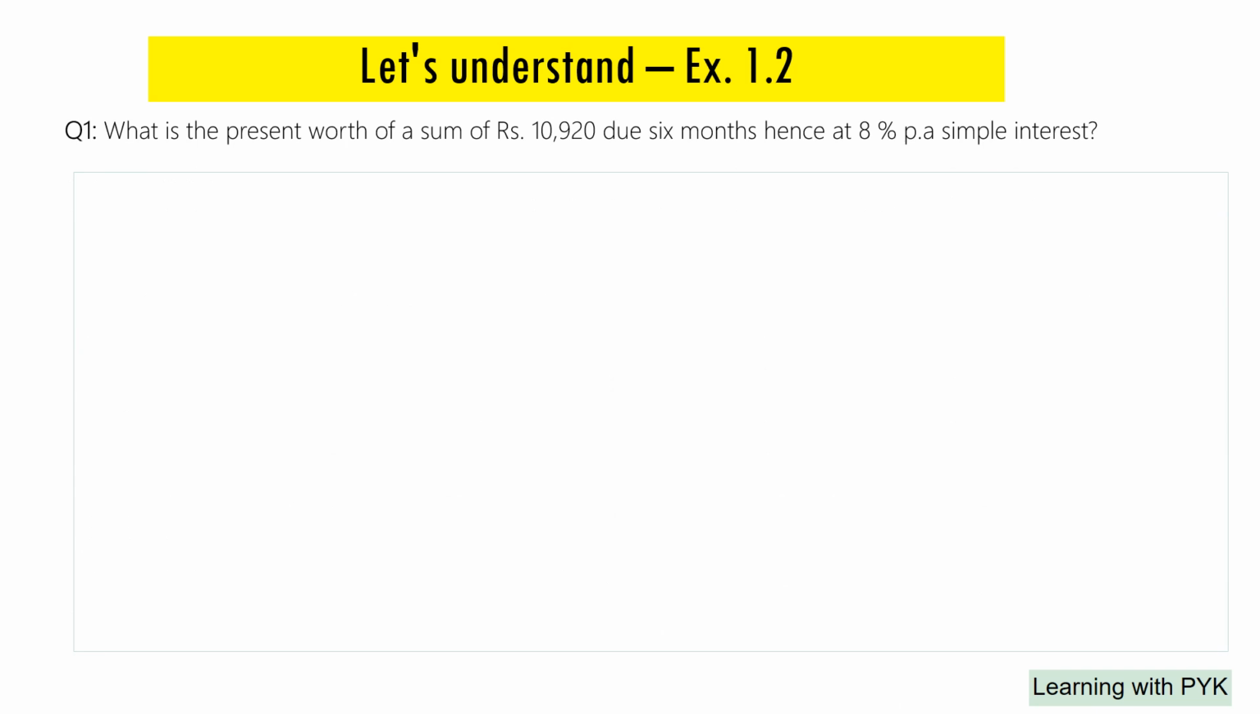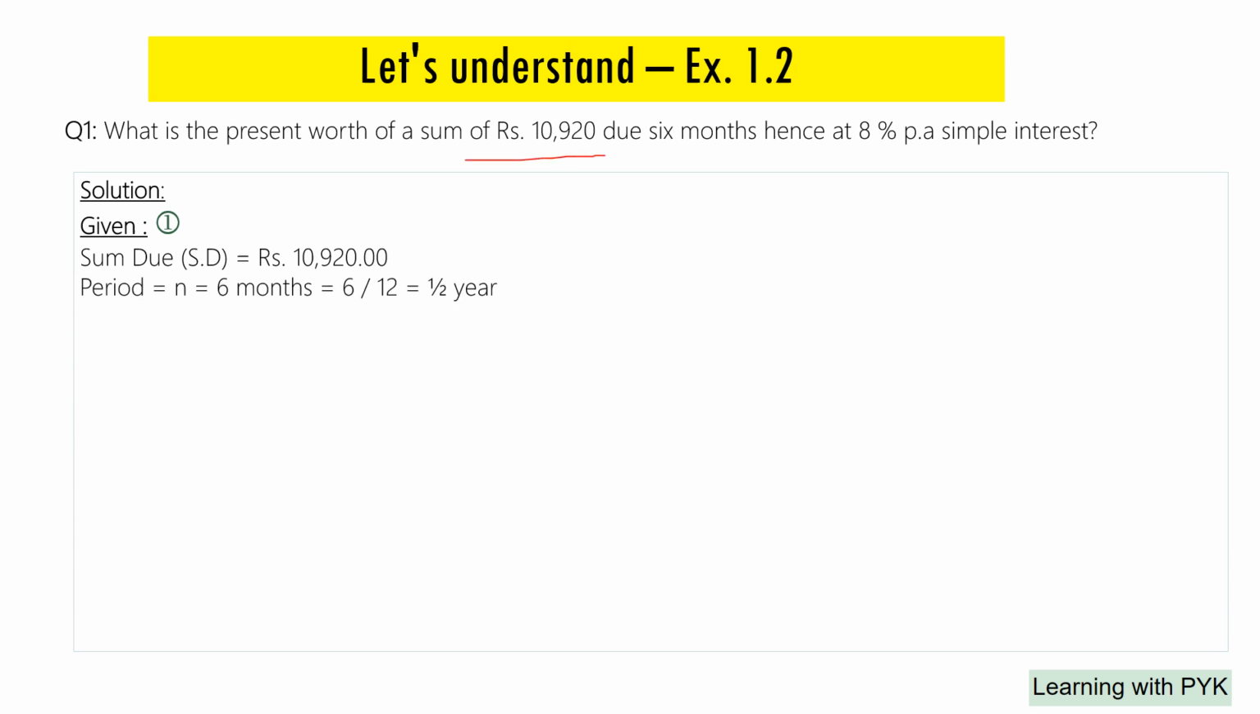Let's understand this with an example. This is example 1 of exercise 1.2. What is the present worth of a sum of rupees 10,920 which is due 6 months hence at 8% per annum simple interest? So we need to find the present worth. Let's divide the solution in 4 parts. Sum due is 10,920, that is given. We have also been given the period, that is 6 months. We calculate the period on a yearly basis, so 6 divided by 12 is half a year.